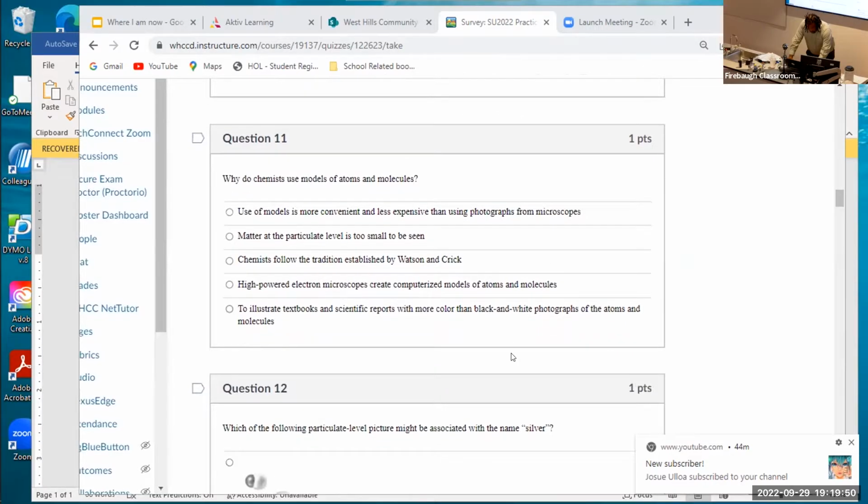Let's see. It says, like chemists use models of atoms and molecules. I'm not talking about the ones that walk the runway.